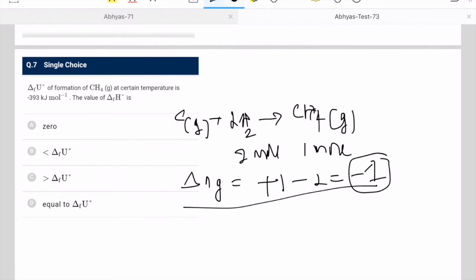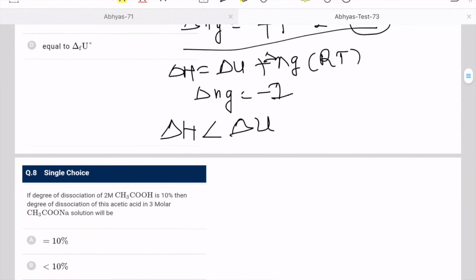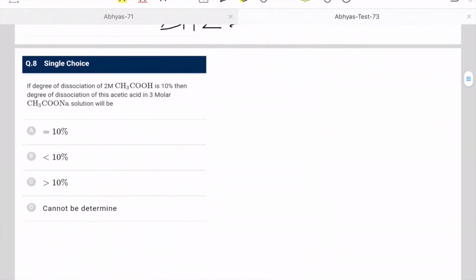So in this formula, delta H is equal to delta U plus delta Ng RT. Here delta Ng is minus 1. Therefore delta H will be less than delta U. So B is the correct option. So we can go to the next question.